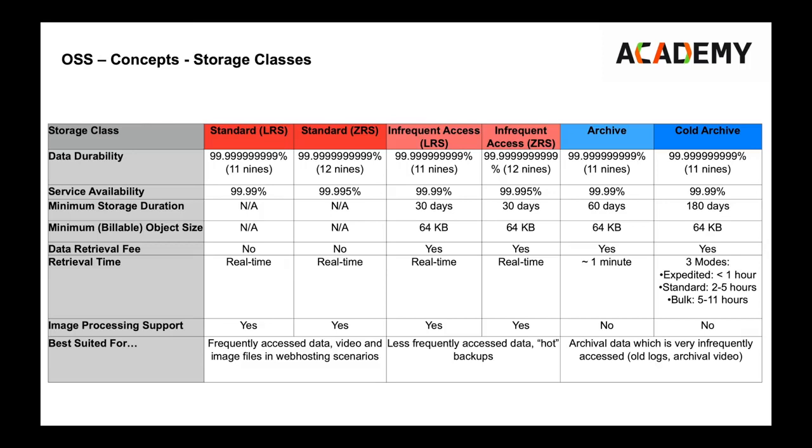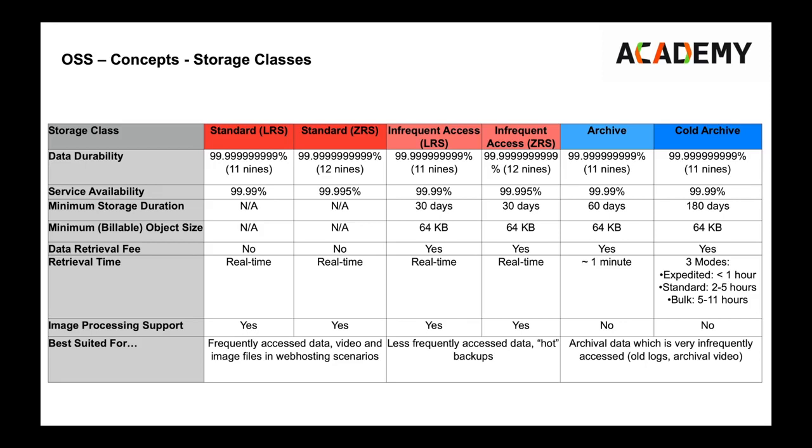So data stored in OSS is stored in one of several different storage classes, and these range from hot to cold. Here I've arranged them from left to right on this table. The hot storage classes are designed for data that is frequently accessed, whereas the cold storage classes are designed for data that is infrequently accessed. So you can see there's a column in the middle of the table called Retrieval Time, which lists how long it typically takes to retrieve data.